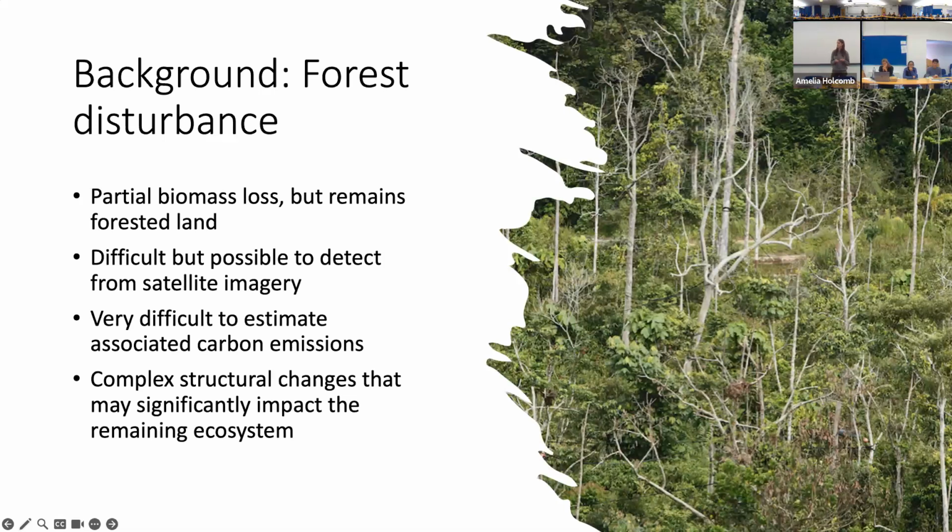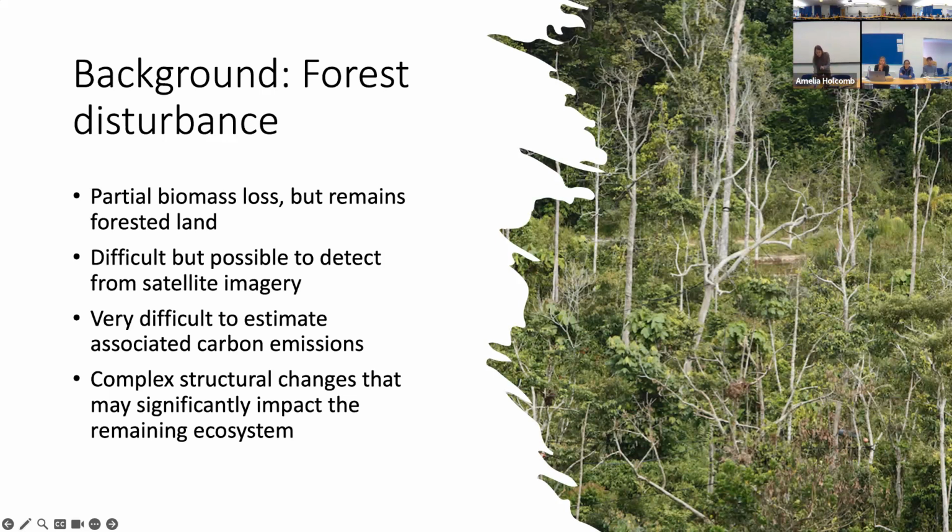Disturbance is also complex because unlike deforestation, where you understand what happened, there was forest and now there's really not a forest, disturbance leaves a forest there, right? And it's complex because it can affect that remaining forest structure in very different ways. And thus it's affecting the habitat and the ecosystem that remains. And this, as you can imagine, is even harder to measure using existing satellites.